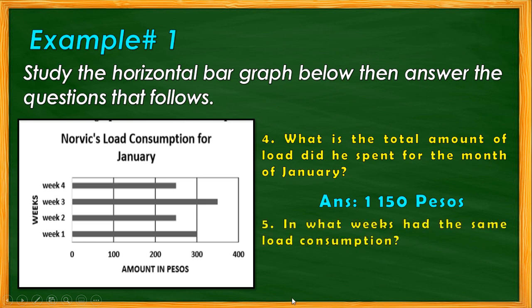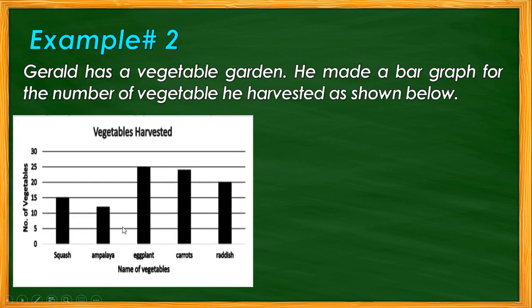Then for number 5, in what weeks had the same load consumption? As you can see, week number 2 and week number 4 have the same load consumption. We have 250 for week number 4 and 250 for week number 2. So this should be week number 2 and week number 4. So that would be the problem.